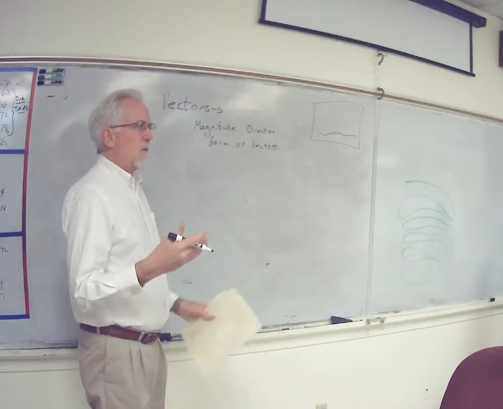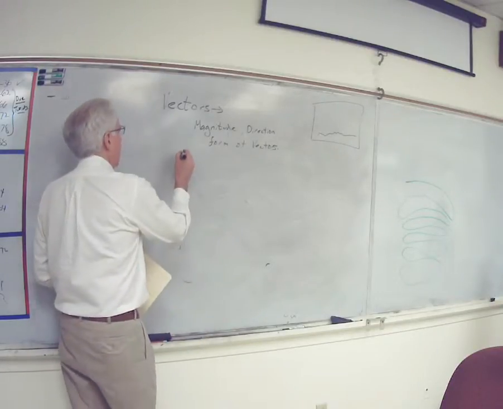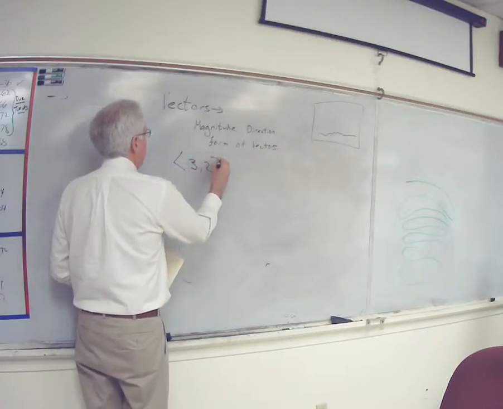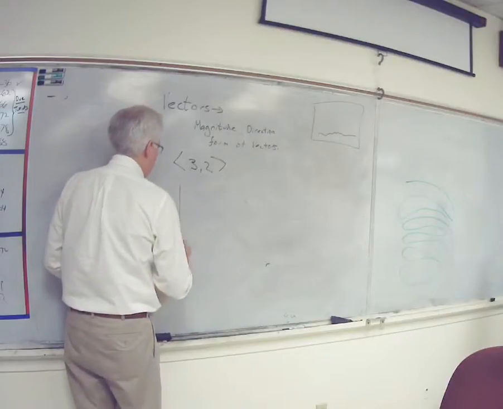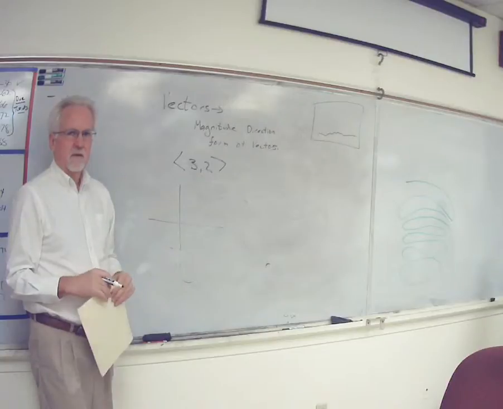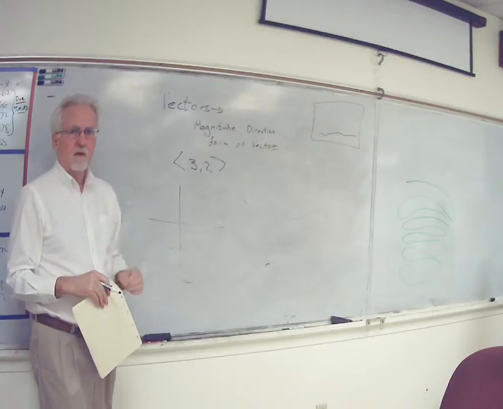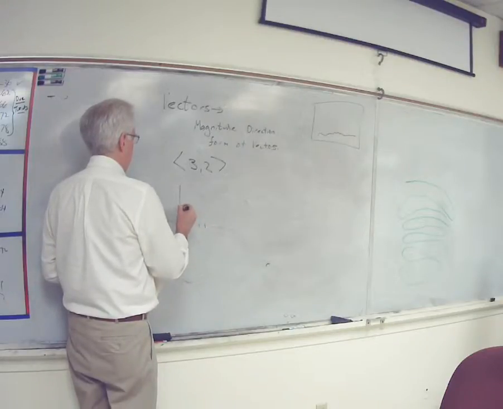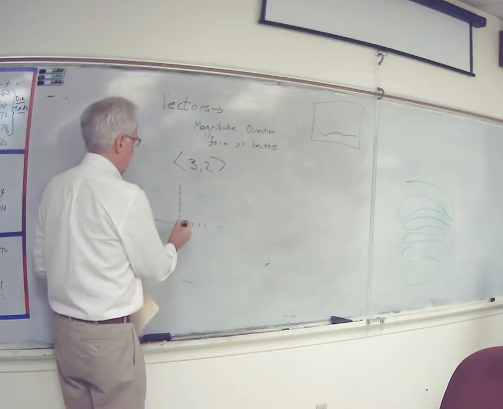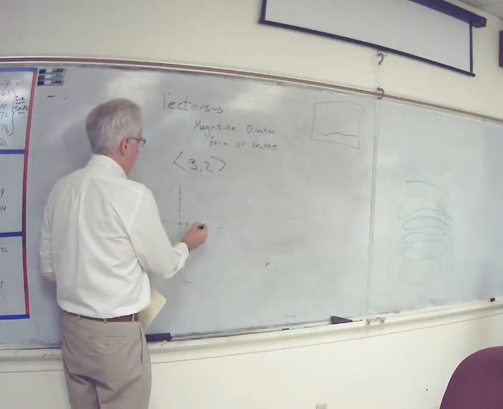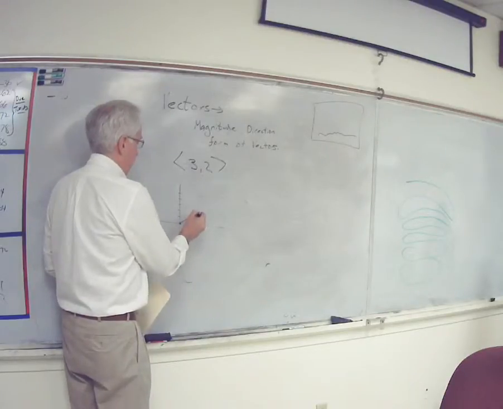And so far what we've really been looking at is component form, where I could have a vector like 3, 2. Somebody tell me how you would get there, if you're going to draw it. You start at 0, 0, go to the right 3, 1, 2, 3, and up 2, 1, 2, okay? That's exactly right.